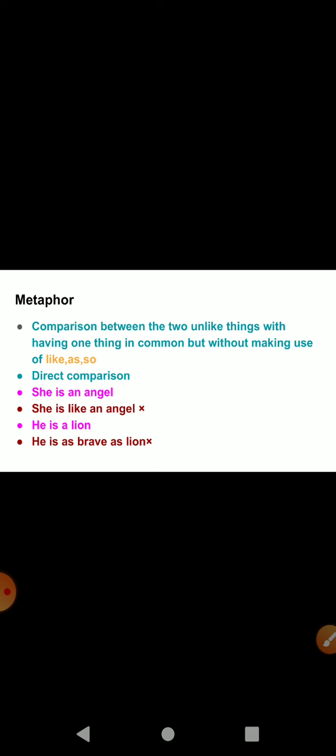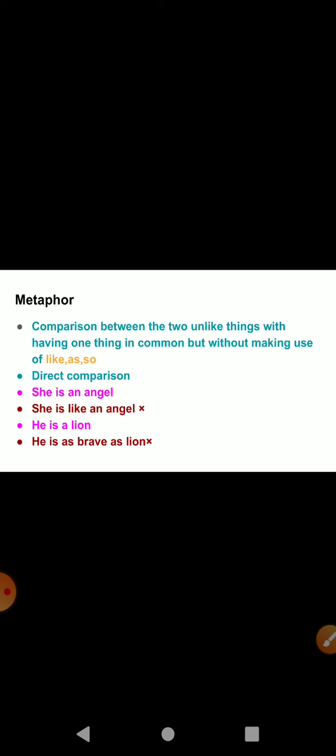We say, for example, one more example, life is a dream. So direct comparison is being made between two unlike things, life and dream. But we do not use "like" or "as" or "so". Life is a dream. Direct comparison without making use of "like" or "as". He is a lion. She is an angel. He has a heart of stone. The city is a jungle. Or we say the eldest son is the star of the family.